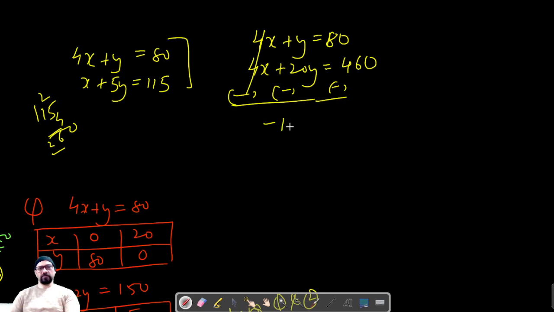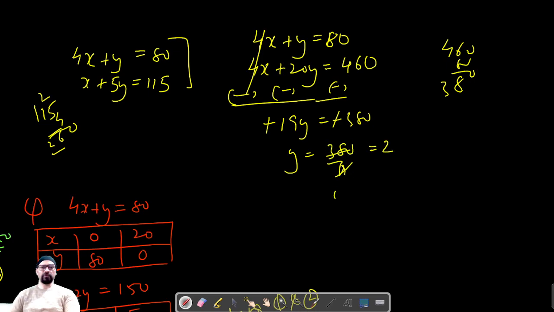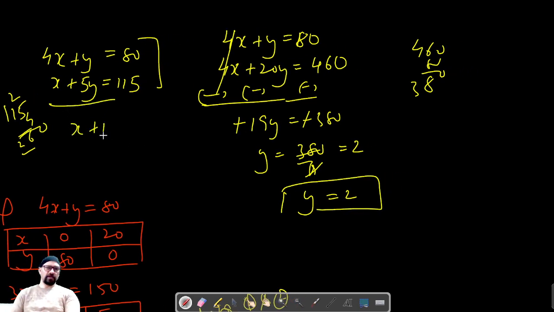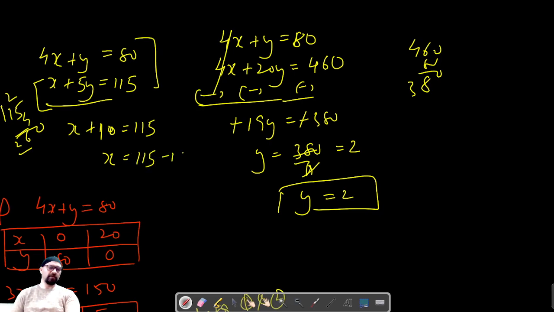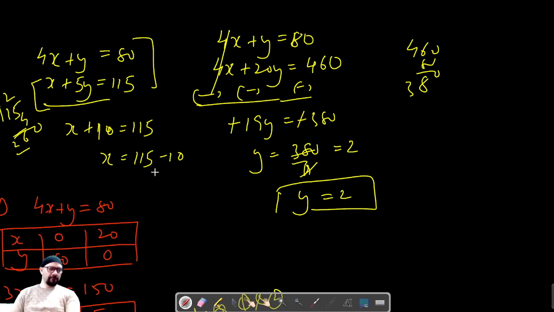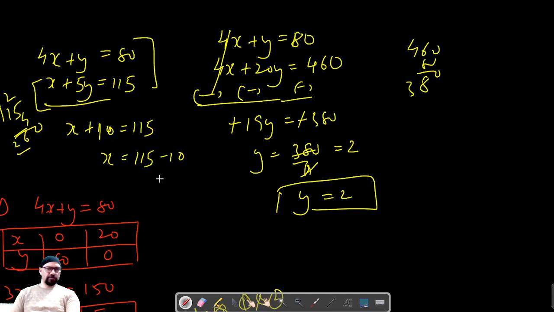Now this gets cancelled. This is 19y is equal to 460 minus 80, which is 380, and which is equal to 380 divided by 19, which is equal to 20. So y is 20, which gives us x plus 100 is equal to 115. From this, we are going to get x. X is equal to 115 minus 100.